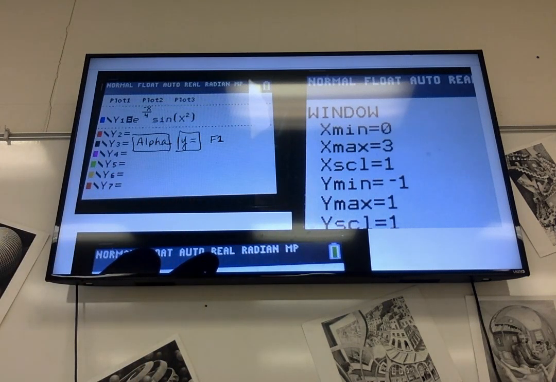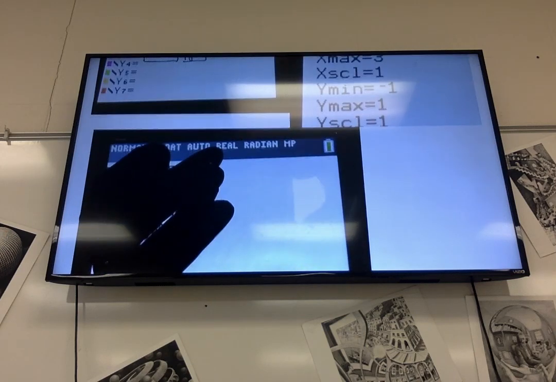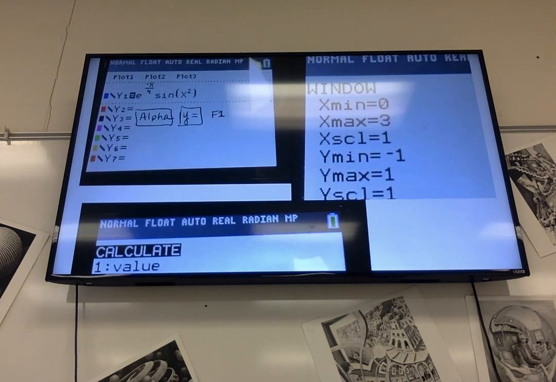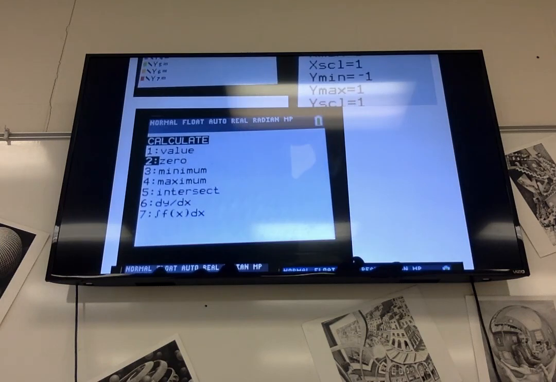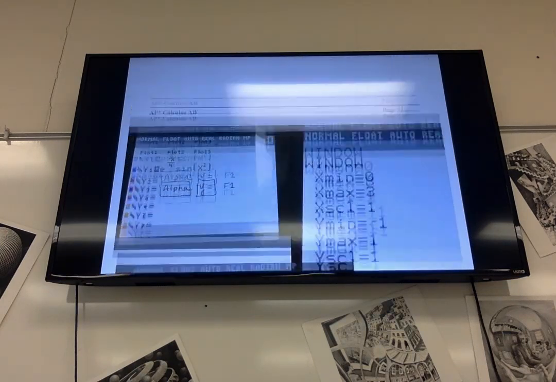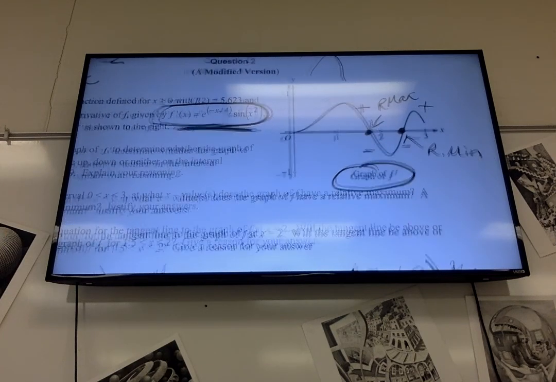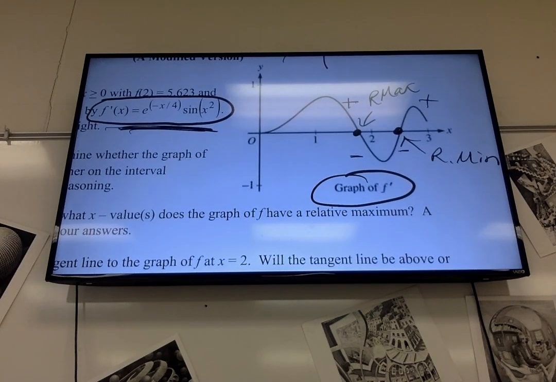Okay, now how do I make my graph work? When you hit graph, what does it say? Oh, I didn't put the graph button. Hit graph. Okay. Now, the graph should look like this one up here. You change the window. If it doesn't look like this graph, then there's an issue.